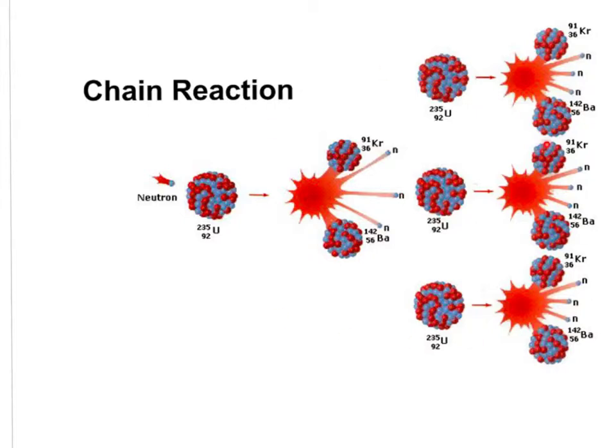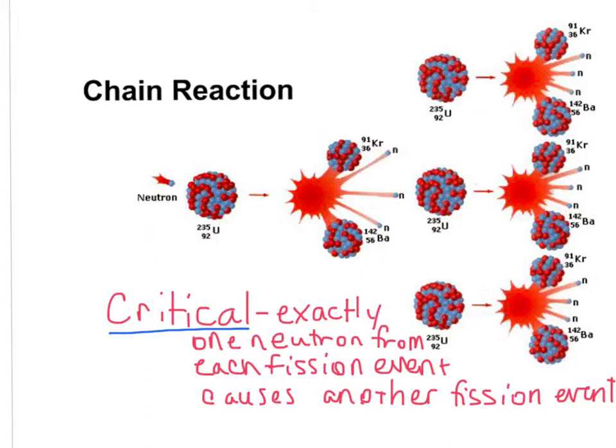But if exactly 1 neutron from each fission event causes another fission event, that process sustains itself at the same level, and it's said to be critical. If more than 1 neutron from each fission event causes another fission event, this process rapidly escalates, and the heat buildup causes a violent explosion.